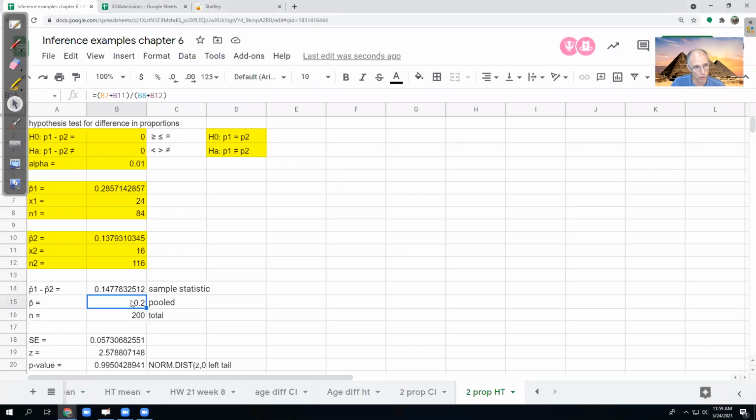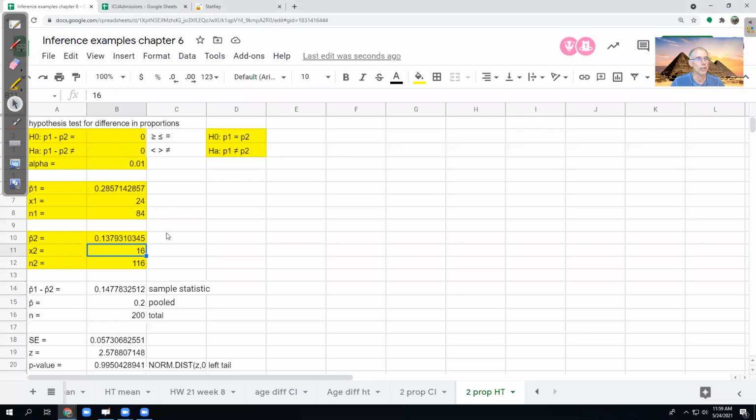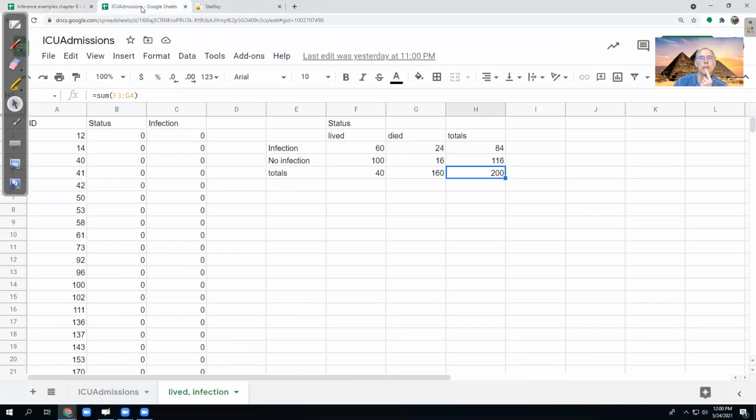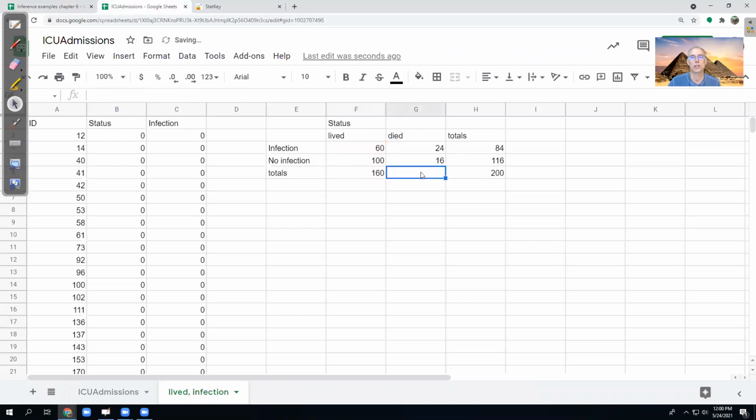And then I have the pooled proportion, so that's when I just add up x1, x2, right? So back here, those two added is my 160 out of 200. And that does not look right. Did I make a mistake? I have an error. 160, that's not 24 plus 16. Okay, I do have a mistake here. Oh, I got these guys switched. Must have moved stuff around at some point. All right, delete. There's the 160. Notice that. Human error.